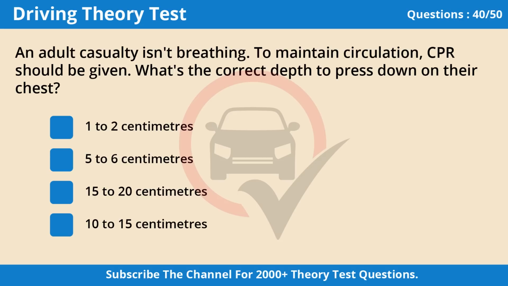Question 40. An adult casualty isn't breathing. To maintain circulation, CPR should be given. What's the correct depth to press down on their chest? A. 1 to 2 centimeters. B. 5 to 6 centimeters. C. 15 to 20 centimeters. D. 10 to 15 centimeters.